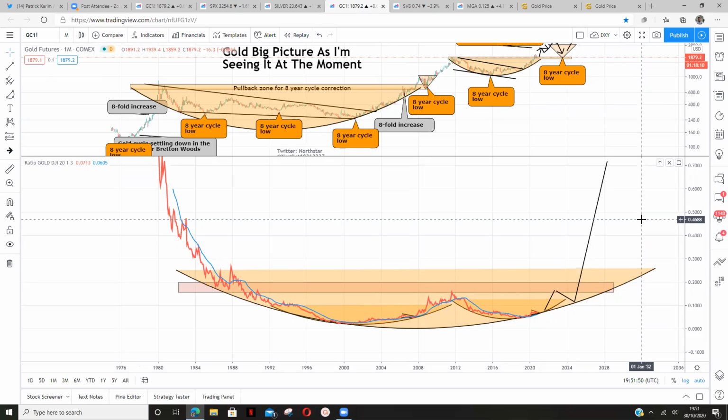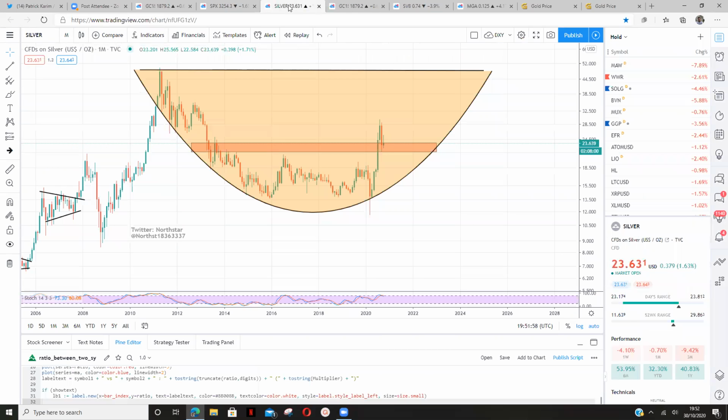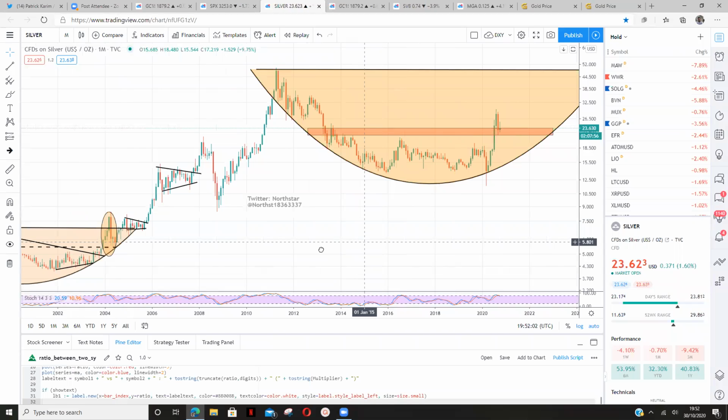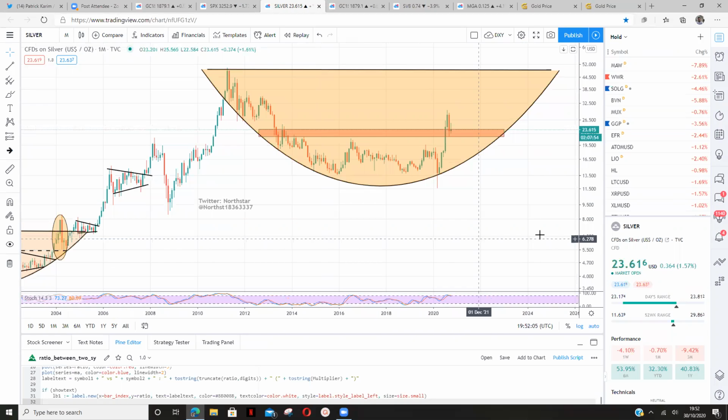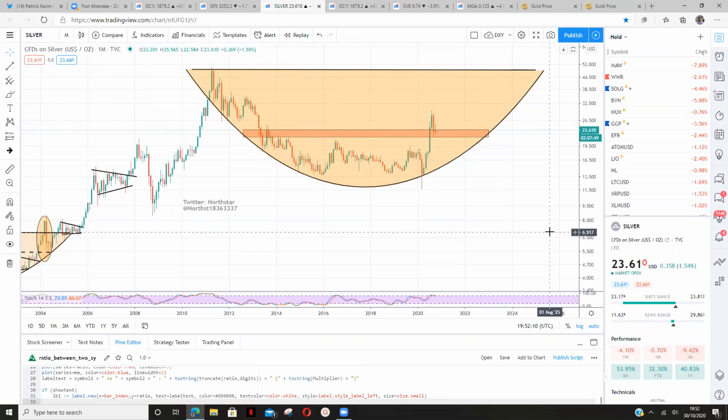I love this ratio chart. It's so meaningful though. It's a good roadmap, I think. What other charts have I got here that I was going to show you? So this is the silver chart. Just looking at this individually, having that background of the ratio charts is really helpful, and it's really useful to have a roadmap in the back of your mind.